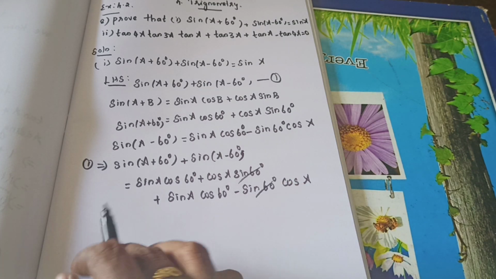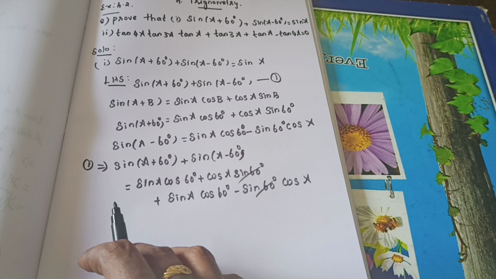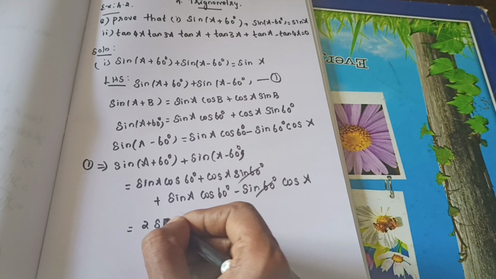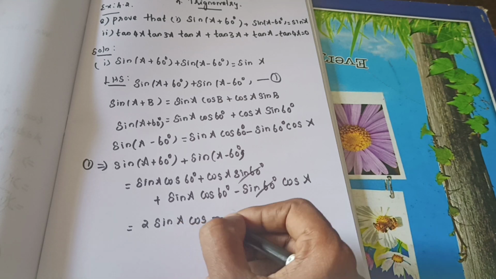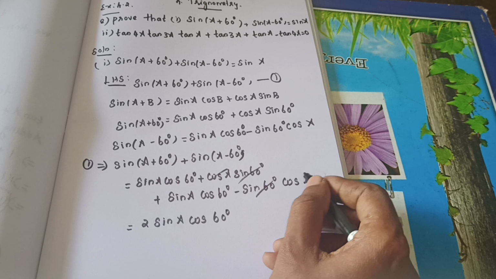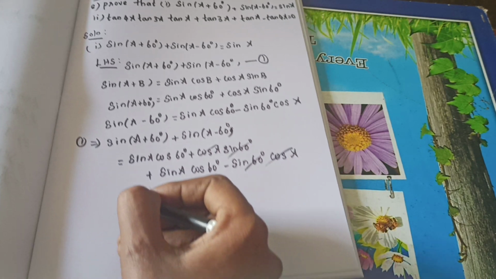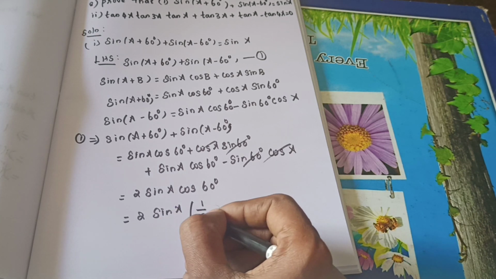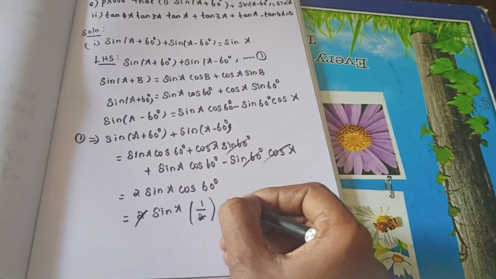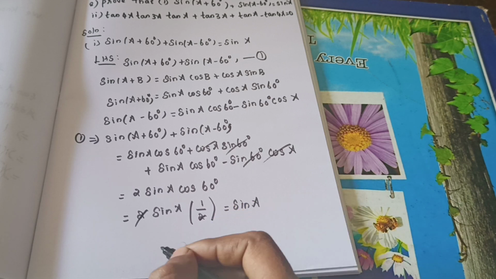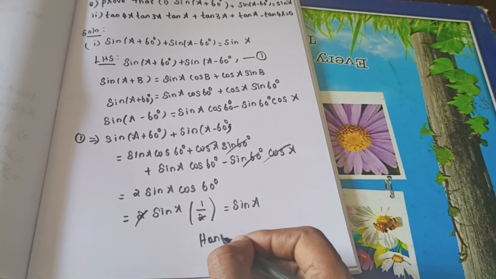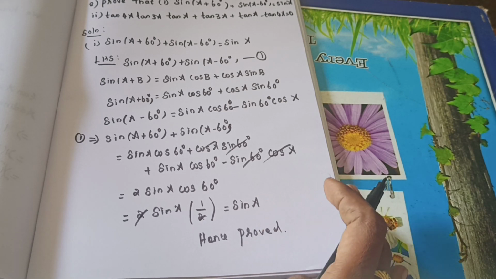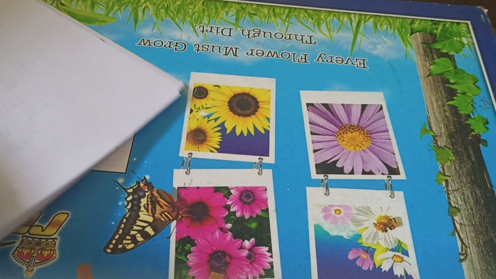Okay, now add it. Two times sine a cos 60 degree is there, is it right? So that's equal to 2 sine a into what's the value of cos 60 degree? 1 by 2. This 2 gets cancelled, equal to sine a. Whether it is proved? Yes, proved. So it's very easy. That's why I asked you to try. Those who tried, very good. Okay, let's move to the next part.